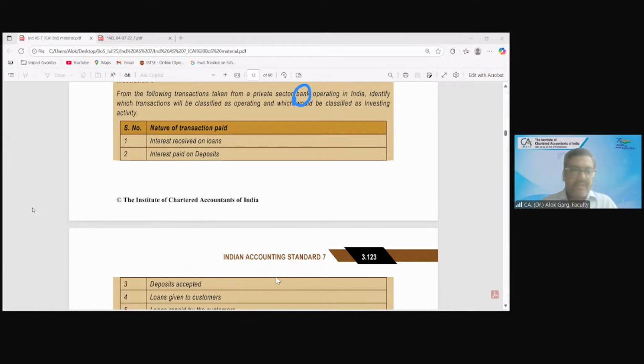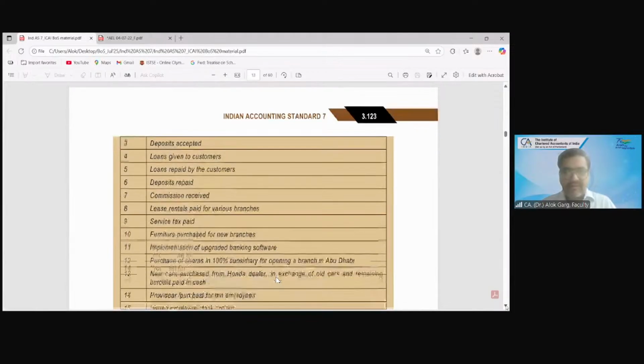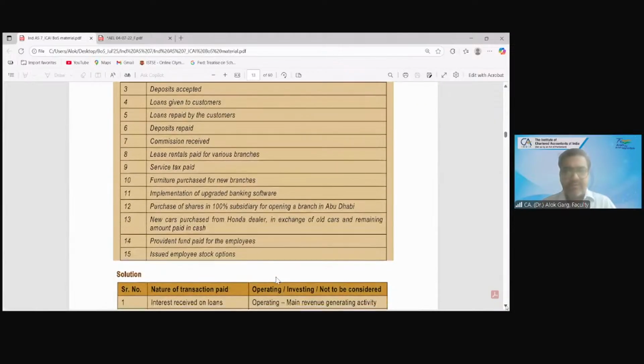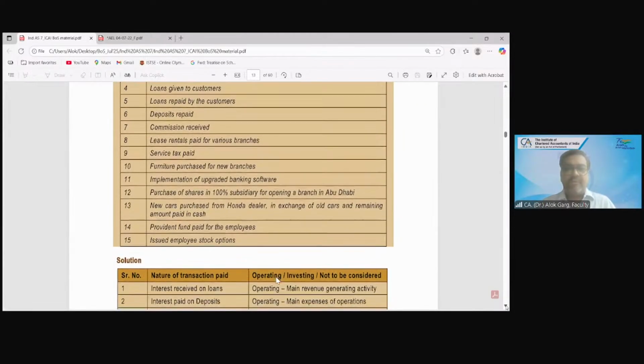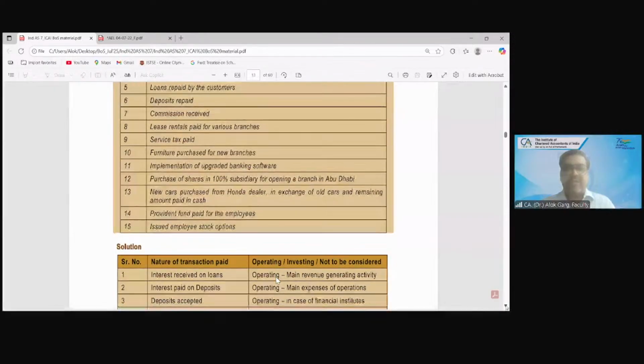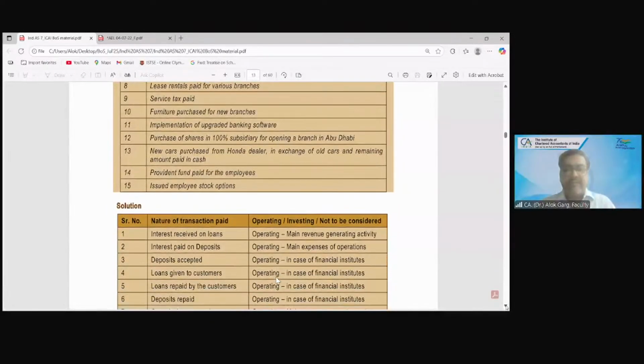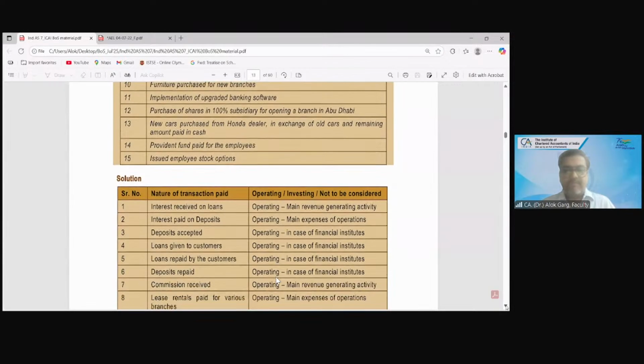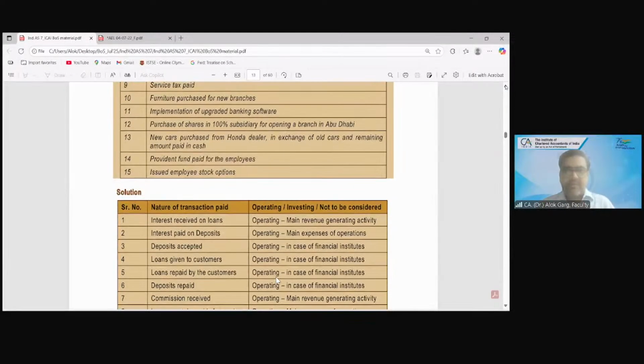Sir, your slide is not moving, sir. Yes, I think it is stuck. I was able to see, but you guys were not able to see. So deposit accepted, loan given to customer, loan repaid by the customer, deposits repaid, commission received, lease rental paid for various branches, right? Okay. Yes. Just a minute.